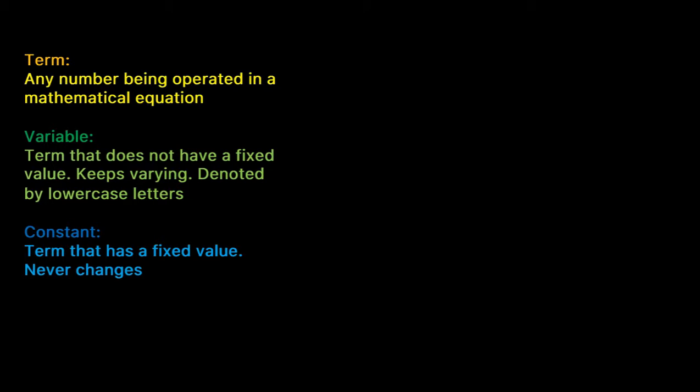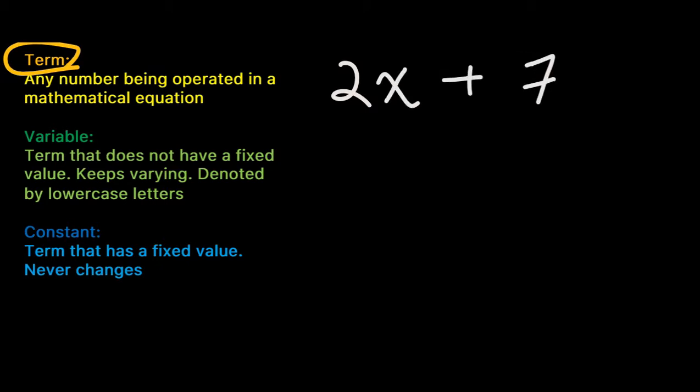The first important term of algebra is term. In algebra, the word term is just any number or a block of numbers being operated in a mathematical equation. For example, we have the equation right here, 2x plus 7. There are actually two terms, and the first term is 2x. How is 2x a term?